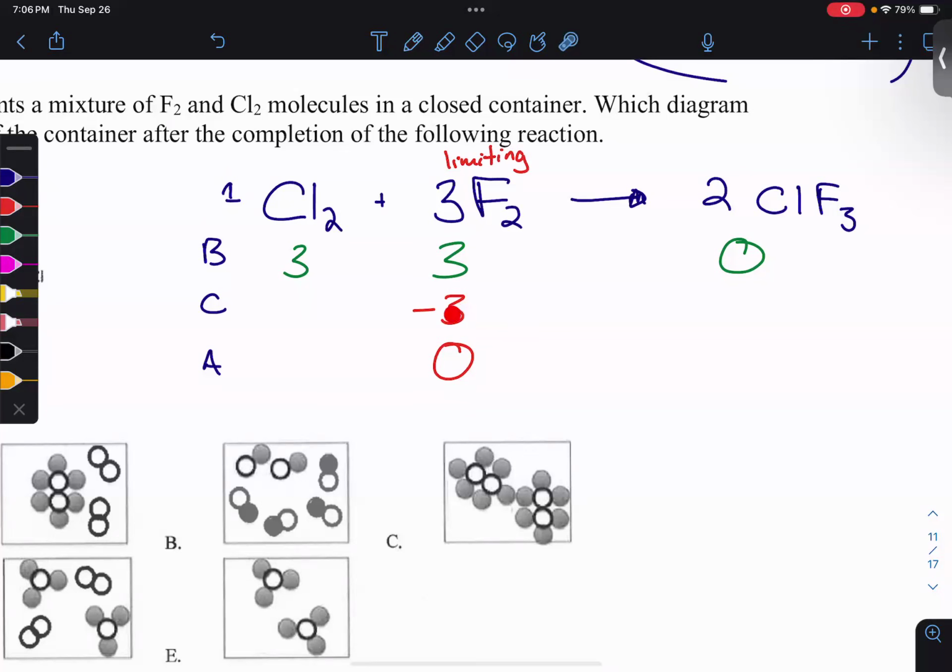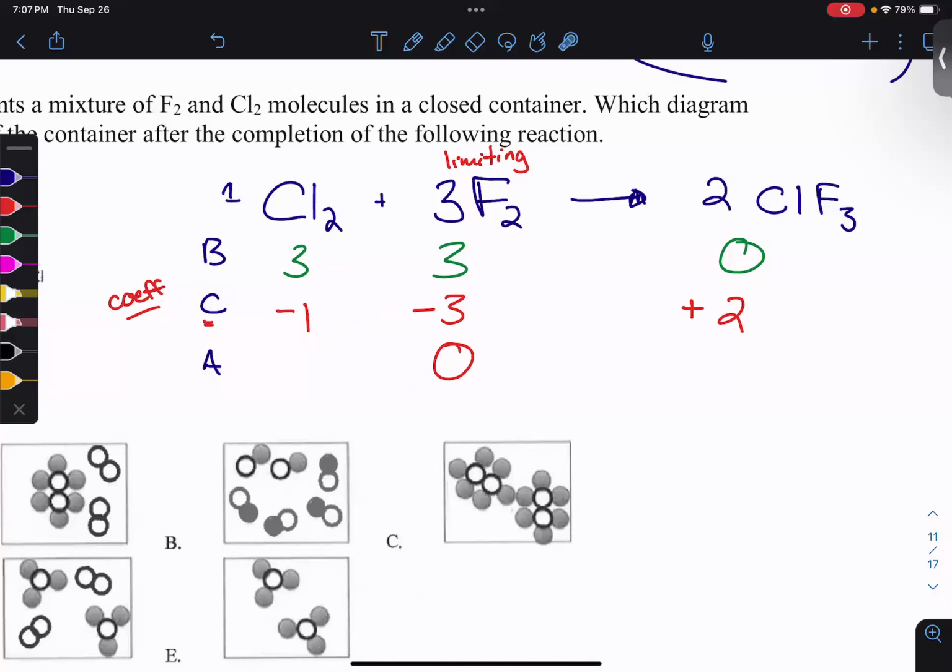But if I use up 3 fluorines, how many chlorines do I also use up? 1. This is where we use the coefficients. That change line has the same ratio as your coefficients. Do notice that I'm being very specific of the signs here. I'm consuming the reactant, so it's -1, -3. But then how much product do I gain? +2. Remember, I'm doing the reaction once.